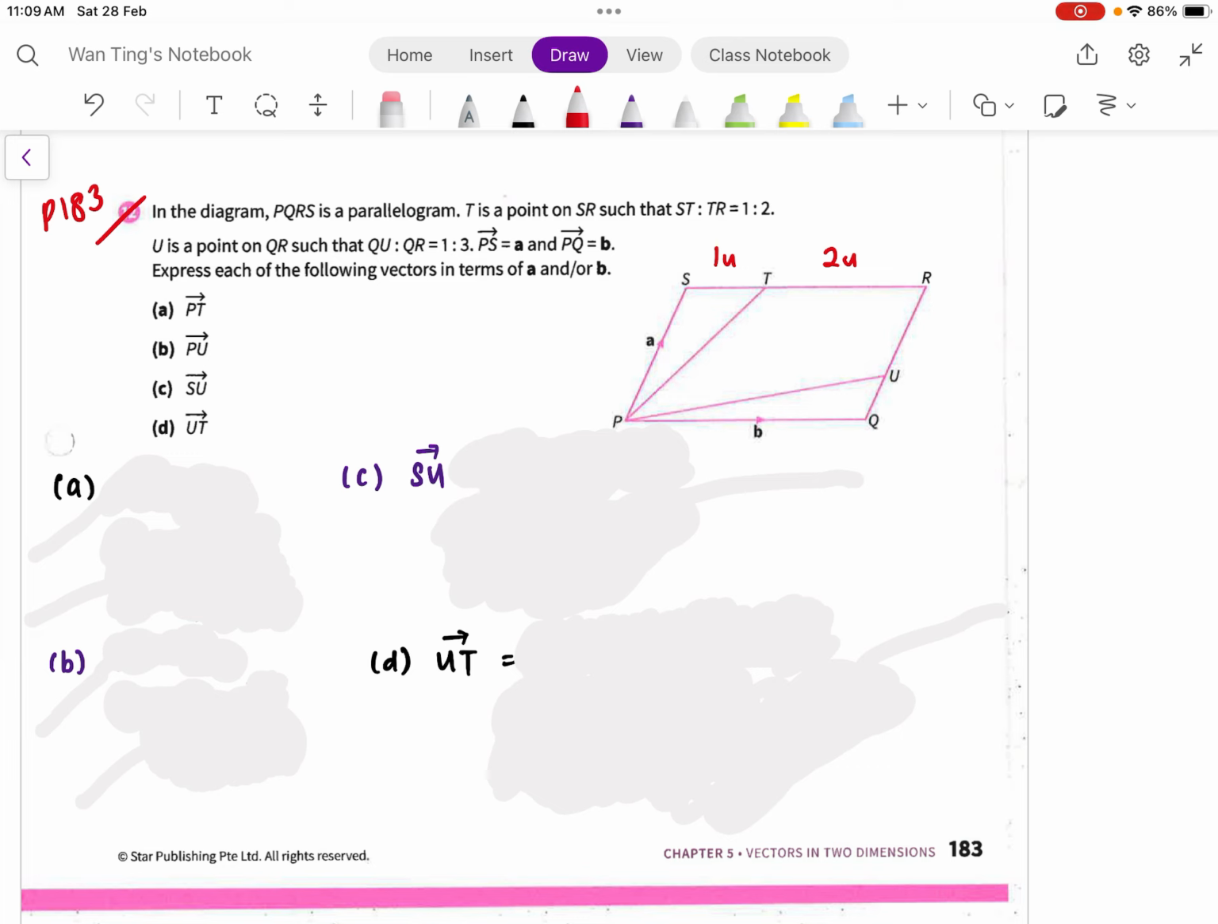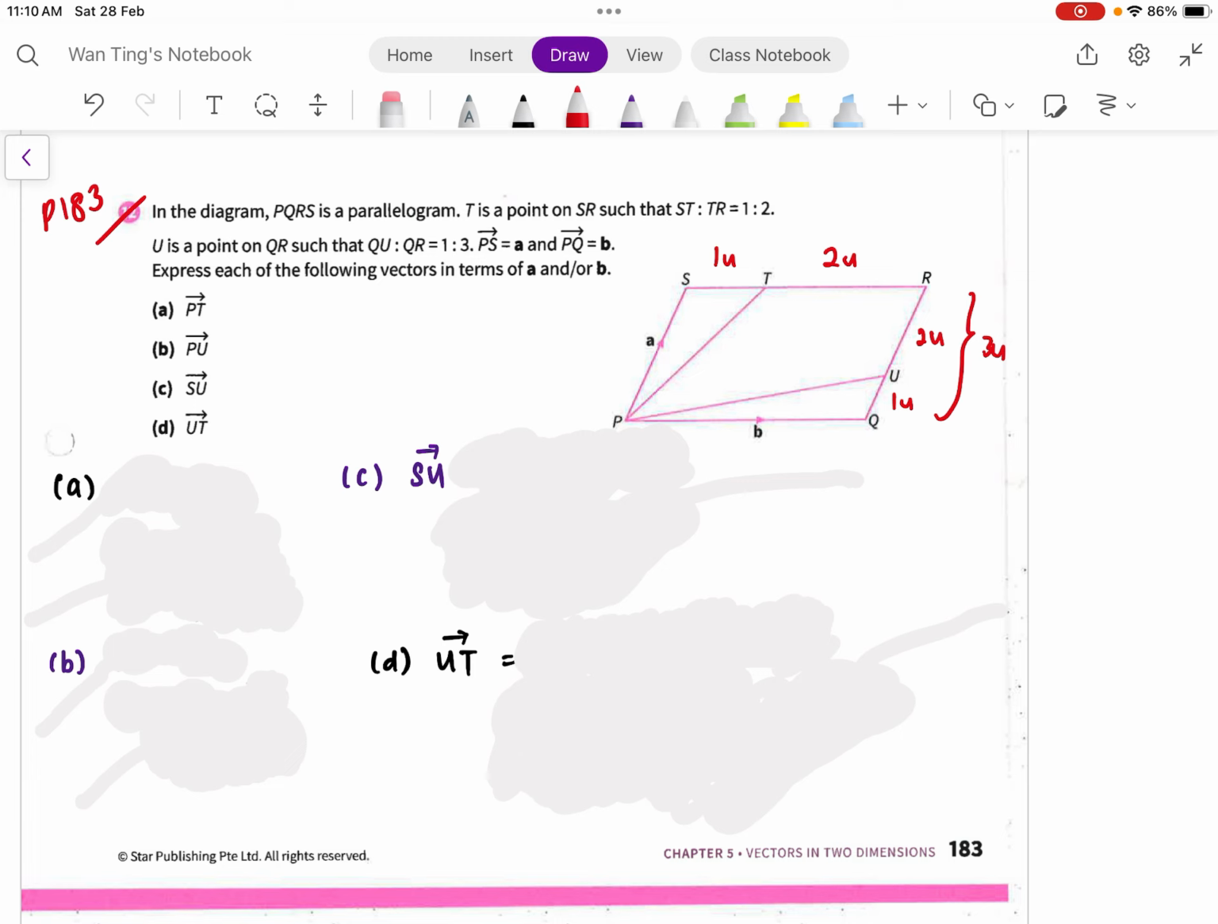U is a point on QR such that QU is 1 and QR is 3 units. So if I write that down, 1 unit, and if this is 3 units, I can write down this is 2 units. Then PS is vector A, PQ is vector B. So express the following vectors in terms of A and B.